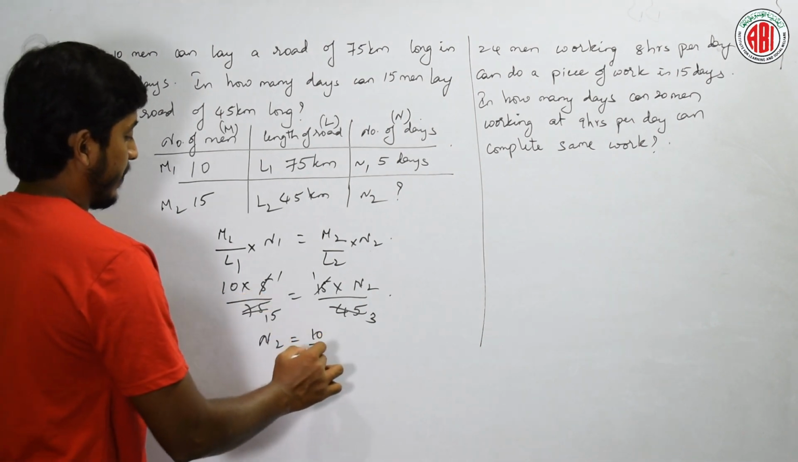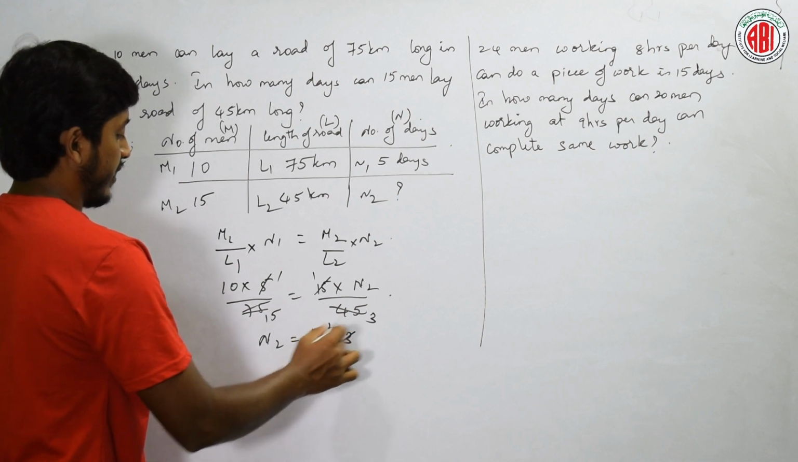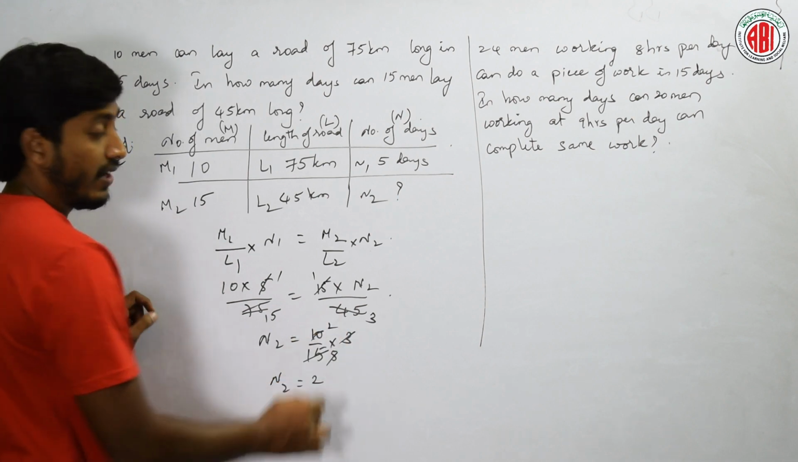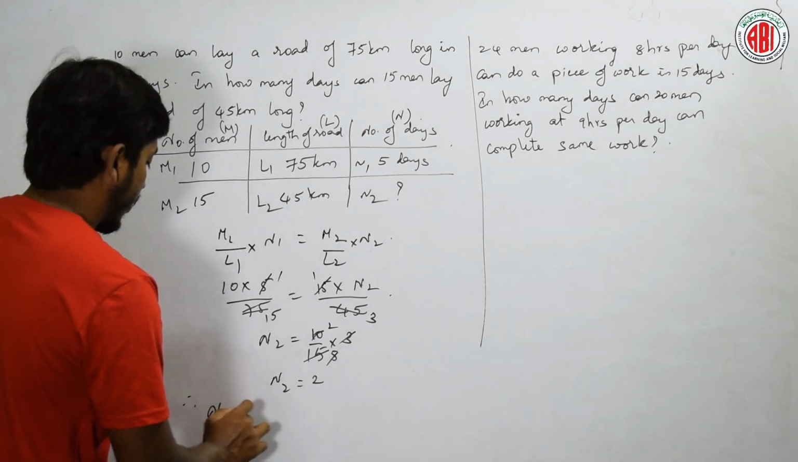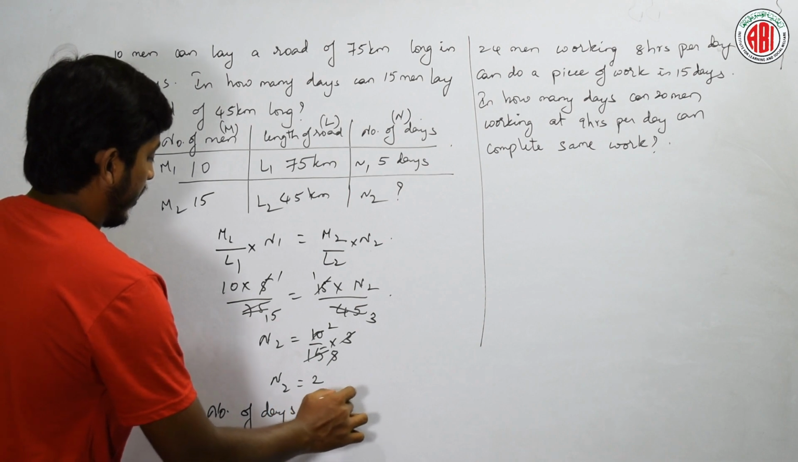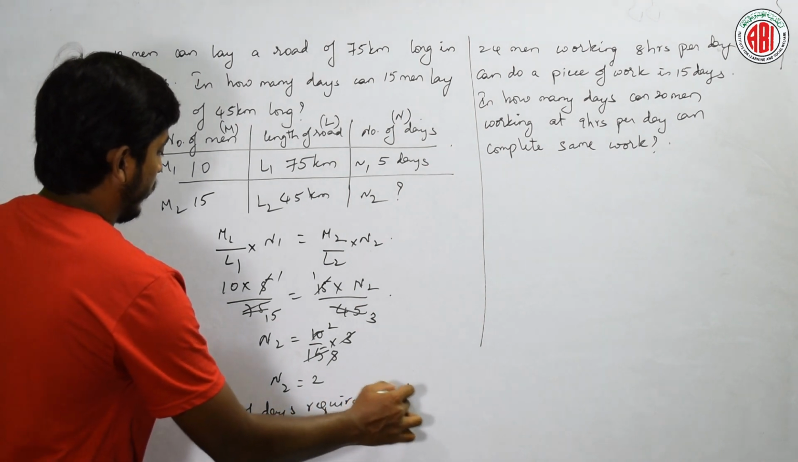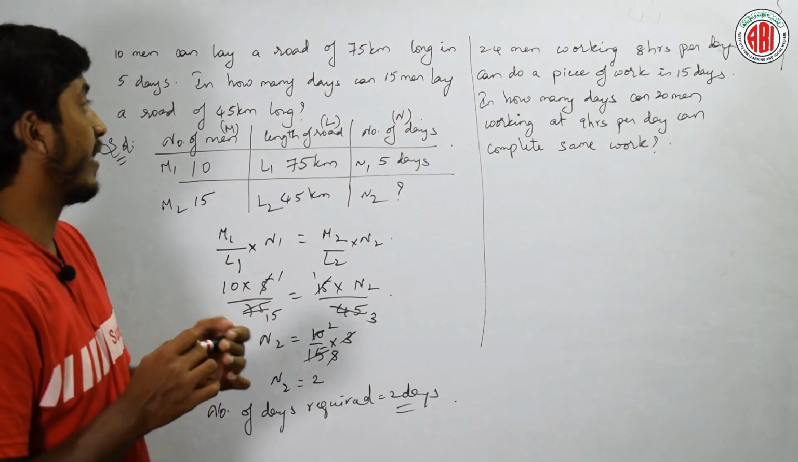Clear? 10 by 15 into 3. 3 ones are 3, 5s are 5, ones are 5, 2s are 10. How many days will it take? Tell me. Therefore, the number of days required is equal to 2 days. Is it? Next see here.